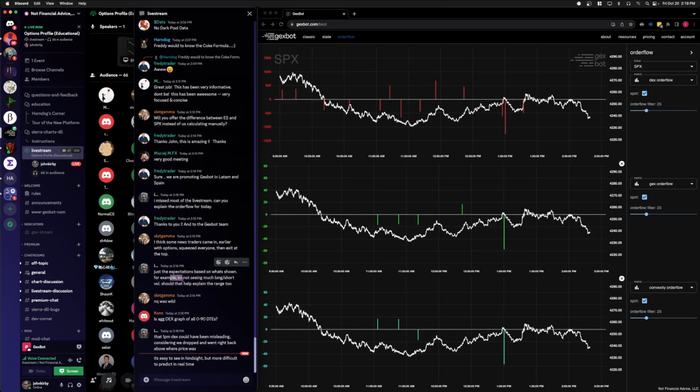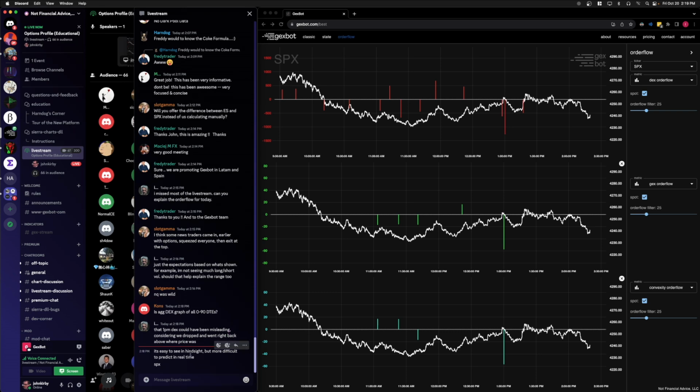You're not seeing much long/short vol. Everything falls under the category of long and short vol. 1 p.m. DEX could have been misleading. 1 p.m. DEX on which ticker? SPX. Okay.